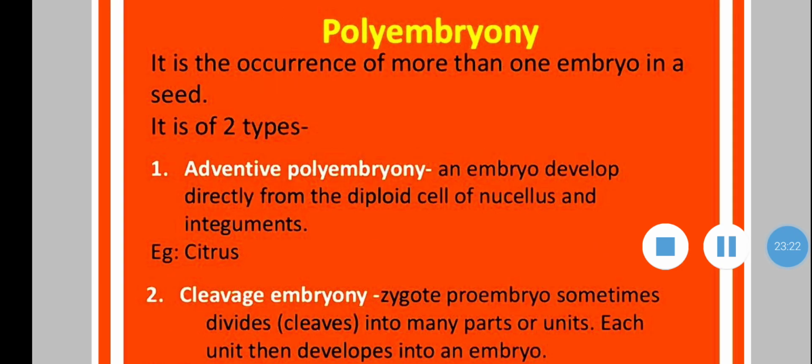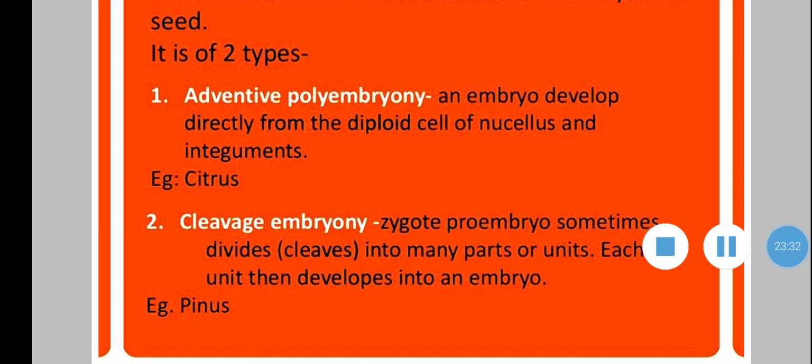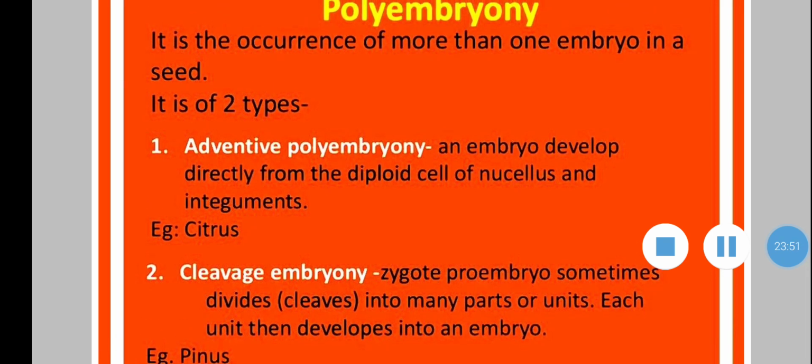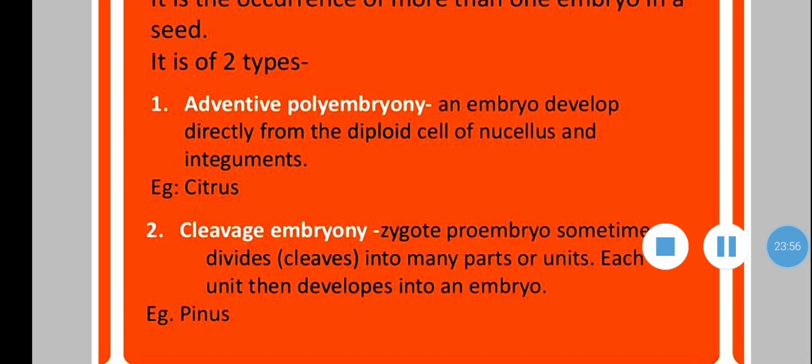The last topic of the lesson is polyembryony. It is the occurrence of more than one embryo in a seed. It is of two types. Adventive polyembryony: an embryo develops directly from the diploid cells of nucellus and integuments, for example citrus. And cleavage embryony or cleavage polyembryony: the zygote proembryo sometimes divides into many parts or units, and each unit develops into a different embryo, for example pinus.